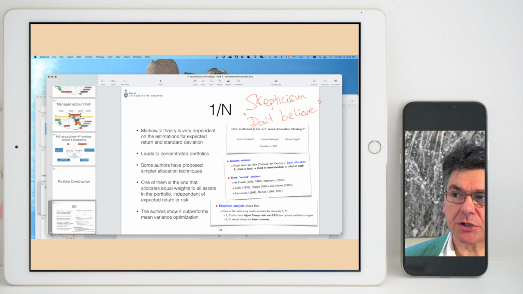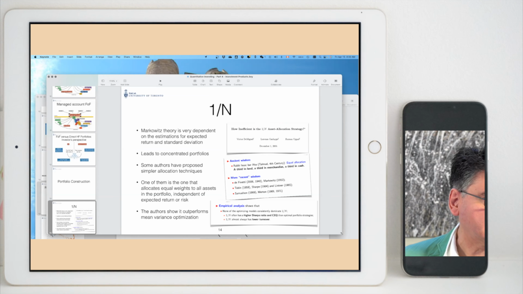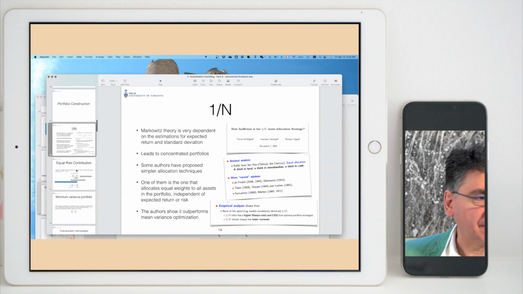And some large institutional investors do this. Some of you may have a job at an investment place, and that's how they invest. And when you see that, you should now understand why they do it. It is not that they are not smart or sophisticated. It's just that they don't believe in many of the calculations that you may do. So this is the first method of investing. It's called 1 over n. And it's a method that is based out of skepticism.